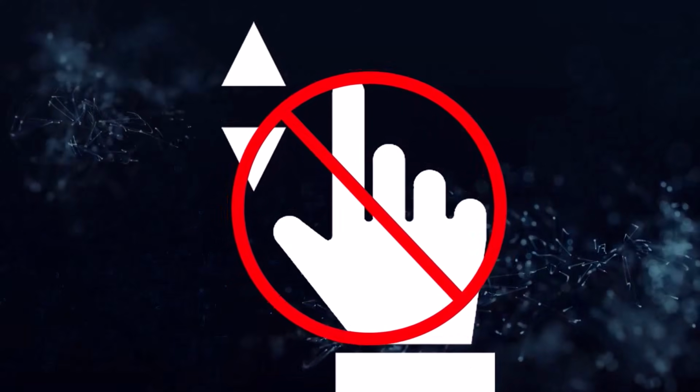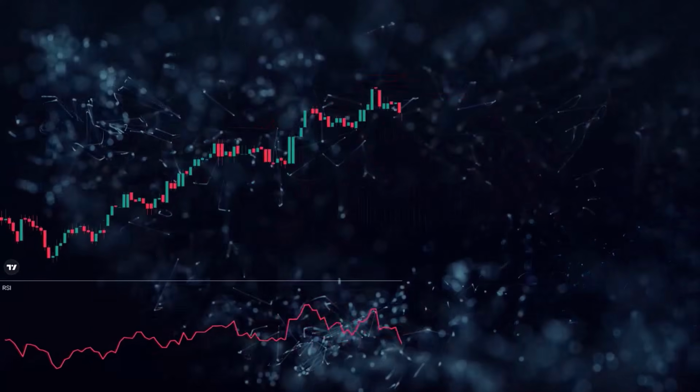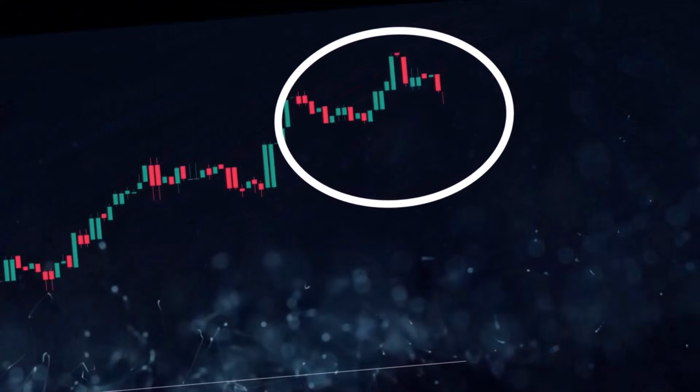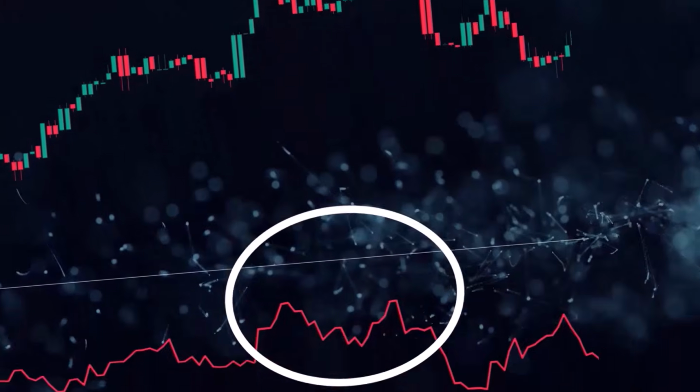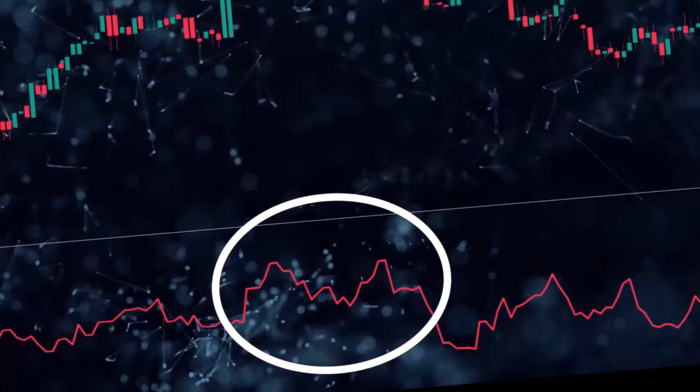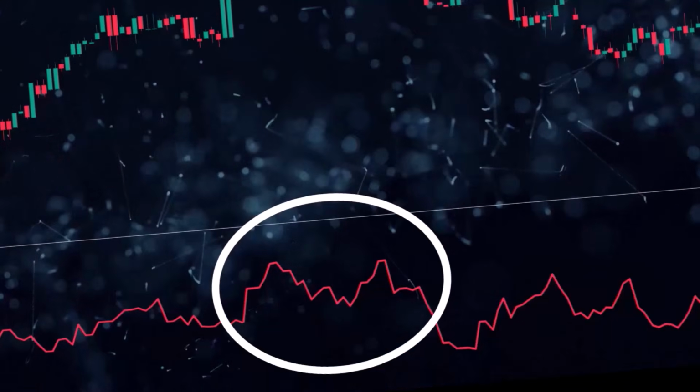Stop scrolling for a moment and look at this chart. If you only watch the price, nothing special is happening. No clear reversal, no warning, nothing. But inside the RSI, something extremely important is already forming, and this is the part almost every beginner misses.